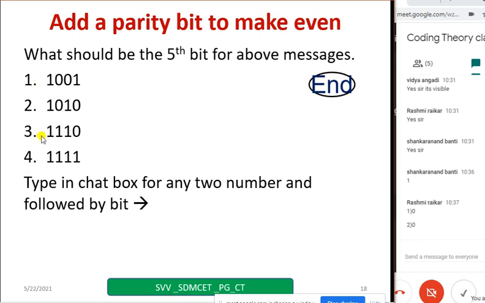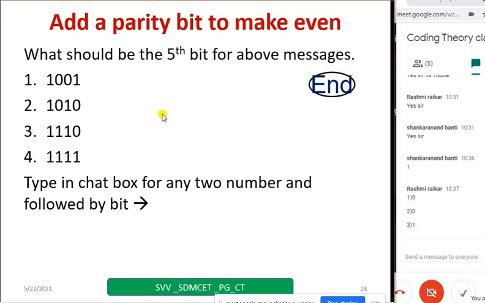And for example, 2 is also 0. Correct. And 3, what about others? Rashmi, Vidya. Rashmi is typing, Vidya, Shankarananda. Third and fourth, I want you people to type fast so that you can go. I think Rashmi is typing all.